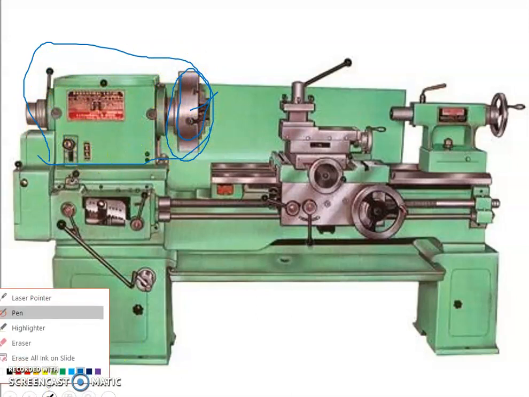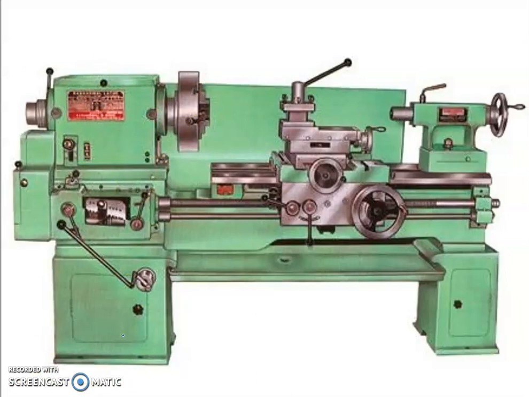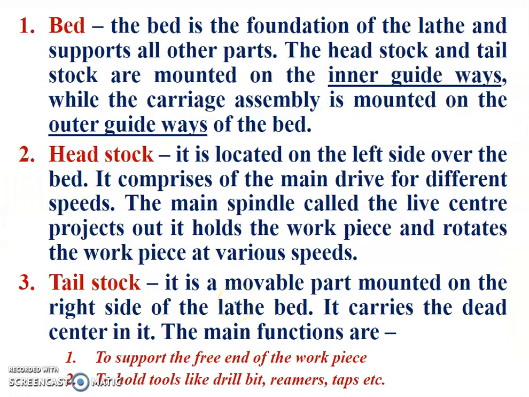Now we'll go to the next part of the lathe, that is the tailstock. It is a movable part mounted on the right side of the lathe bed. It carries the dead center in it. The main functions are to support the free end of the workpiece, and to hold tools like drill bits, reamers, taps, etc. This is the main function of the tailstock.